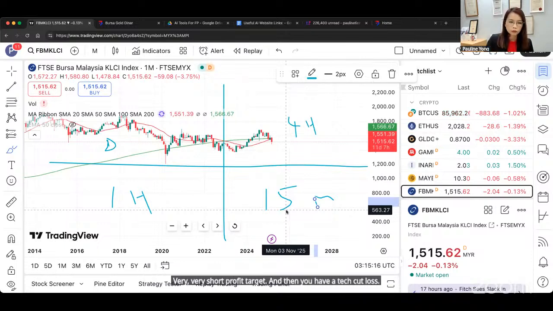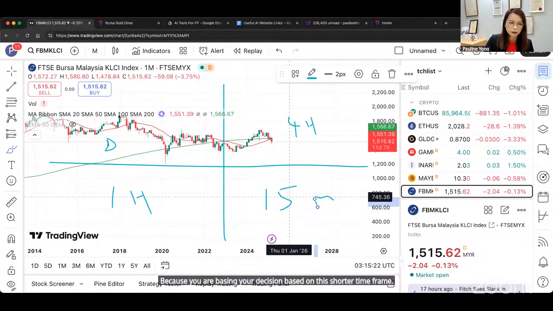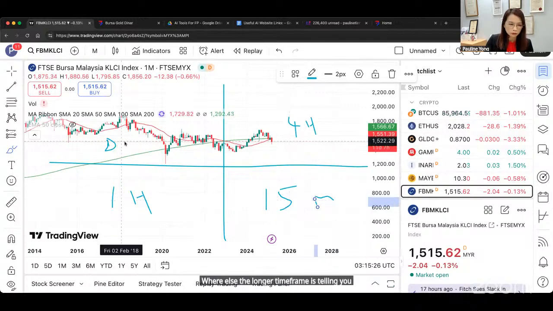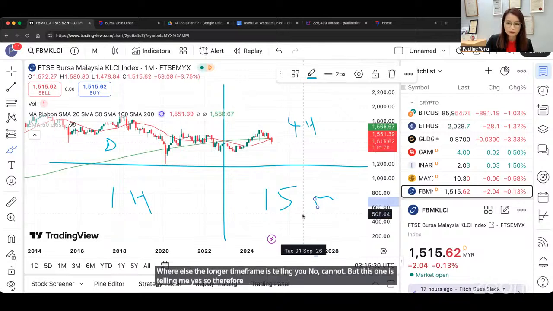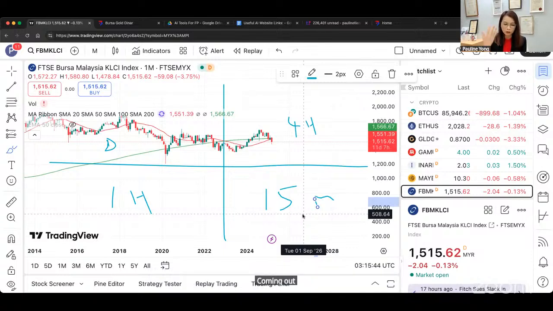Because you are basing your decision on this shorter time frame, whereas the longer time frame is telling you no, but this one is telling you yes. Therefore, fast in, fast out. You just have to go in and go out fast because the bigger trend is still bearish. You cannot stay in there for too long, because if you do, the price will come back and you will have to stop out again.